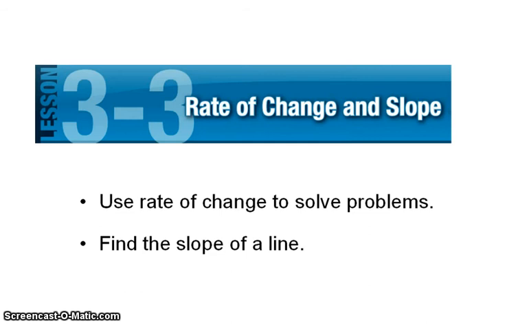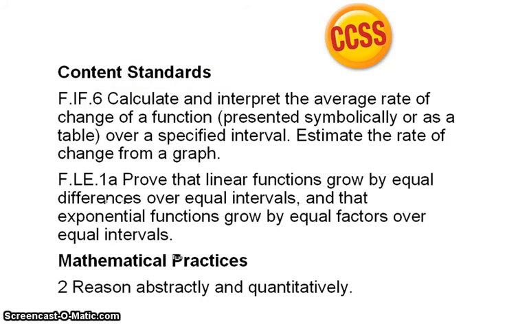So what you're going to be learning in this section, you're going to learn how to use the rate of change to solve problems, and you're also going to learn how to find the slope of a line. But again, we're going to split those two pieces up. Your Common Core standards: calculate and interpret the average rate of change of a function over a specified interval. And then you're also going to prove that linear functions grow by equal differences over equal intervals. And again, that goes with rate of change and slope.